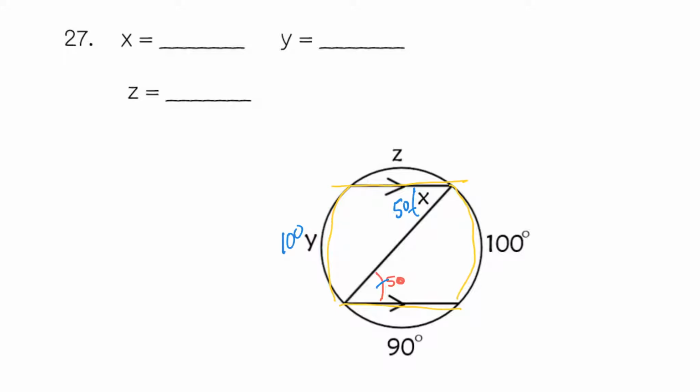All right, so that being said, now I need to solve for z. Okay, so there's 360 degrees all the way around. If I subtract 290, which I already know, that should give me 70 degrees for z. So x is 50, y was 100, and z should be 70.